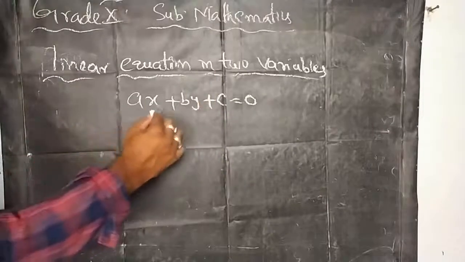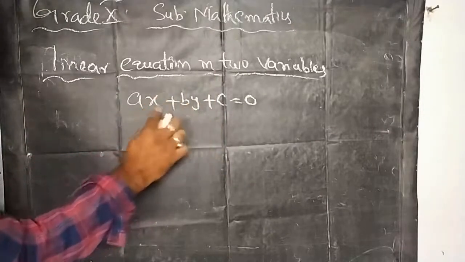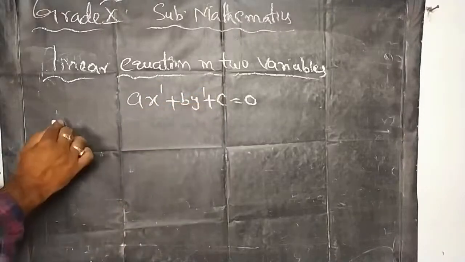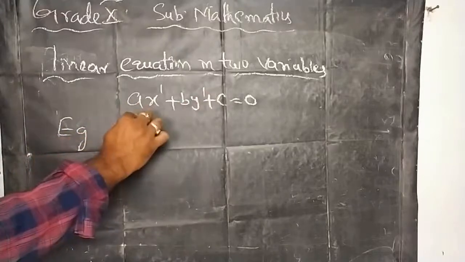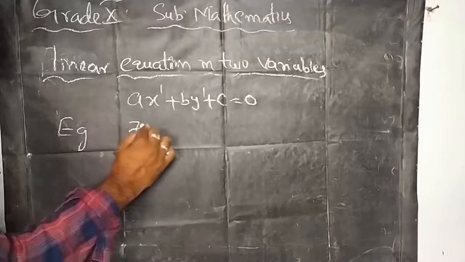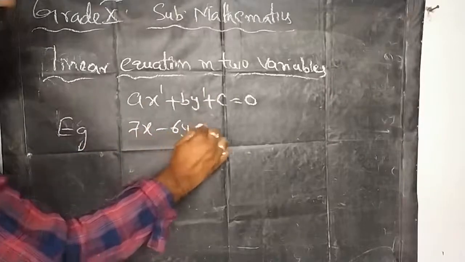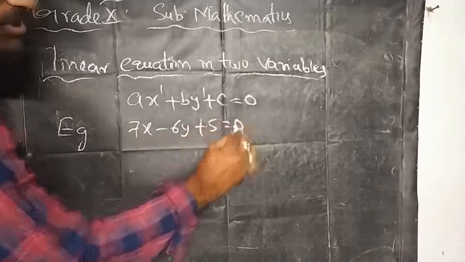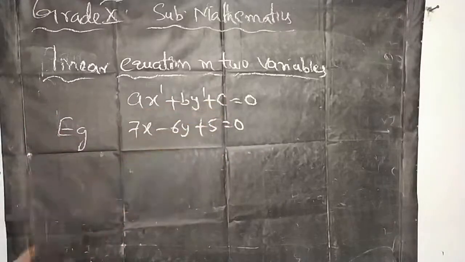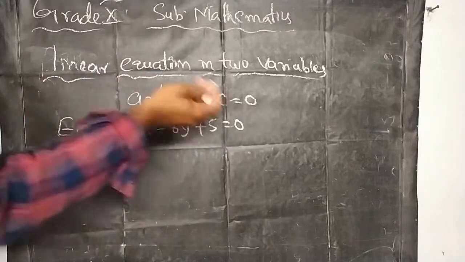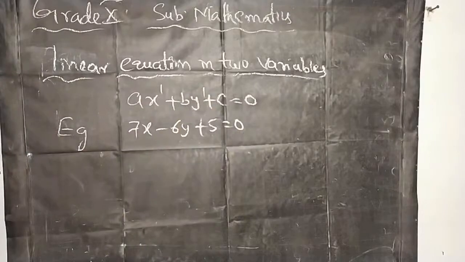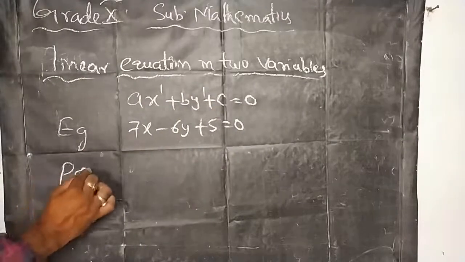If you observe here, the variables are x and y, whose highest degree is 1. This is the standard form of the linear equation in two variables. For example, I can take 7x minus 6y plus 5 is equals to 0, where a value is 7, b value is minus 6 and c value is 5. So this is a linear equation in two variables whose standard form is ax plus by plus c is equals to 0. In this chapter we are going to learn pair of linear equations.